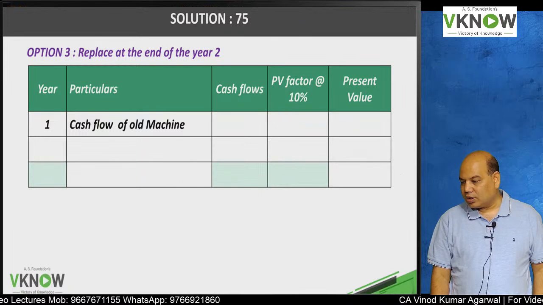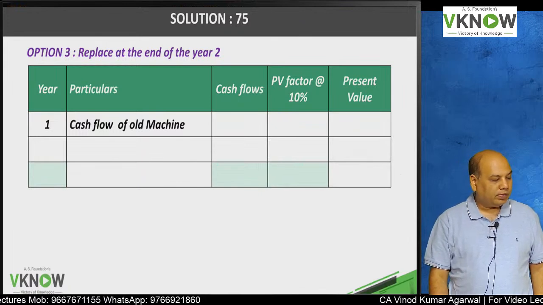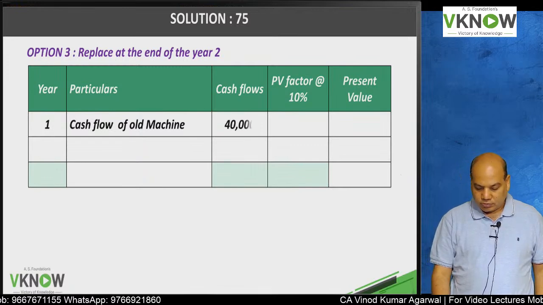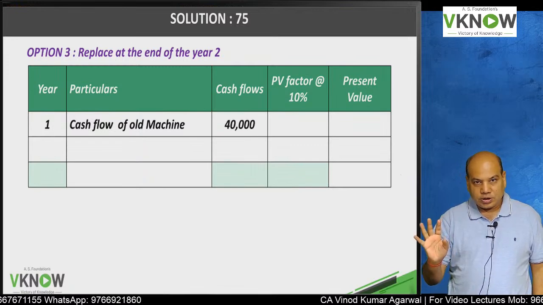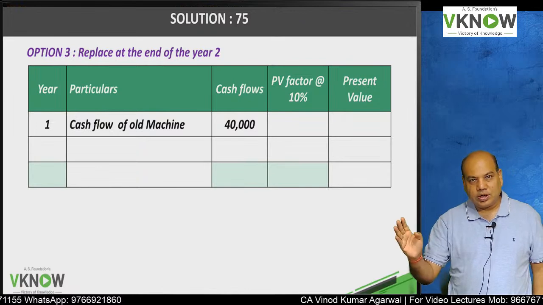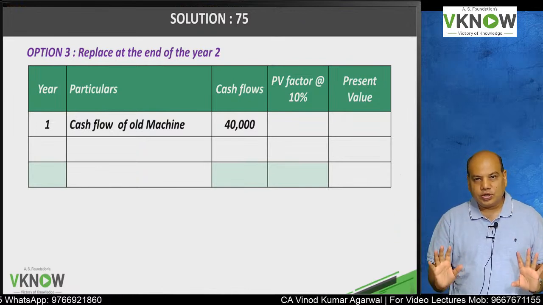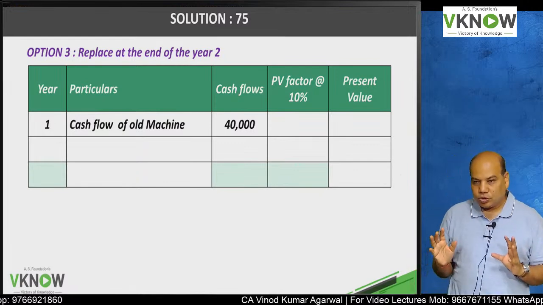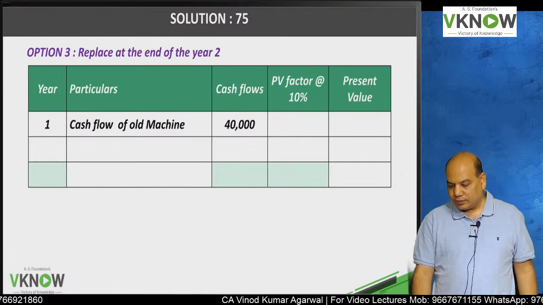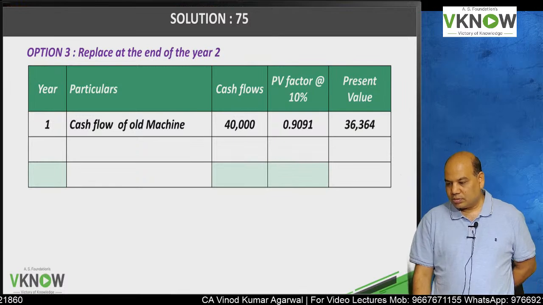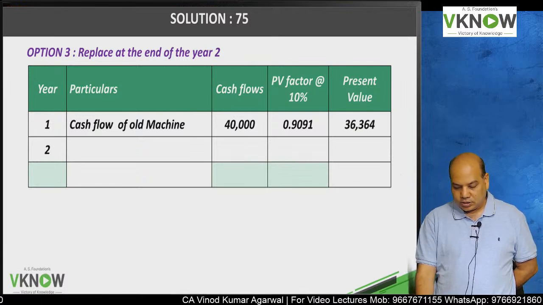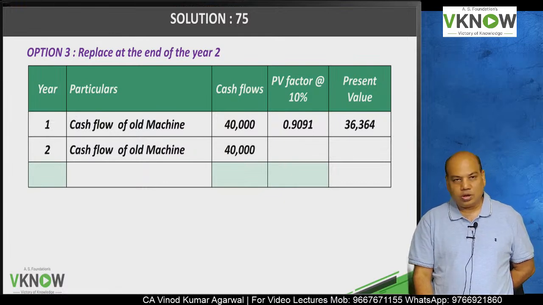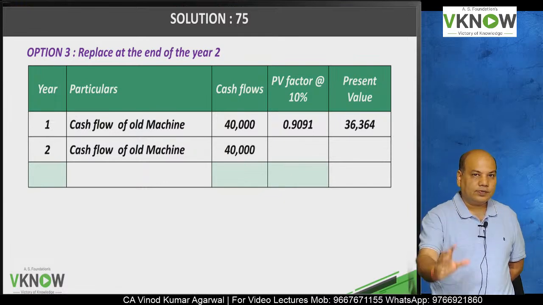Year, particulars, cash flow, PV factor at 10%, PV. So you will not sell the machine in year 0, you will not sell it in year 1 also, you will use it, you will get cash flow. Cash flow of the old machine 40,000, present value 36,364. Again write down cash flow of the old machine only. You are going to use it for 2 years.